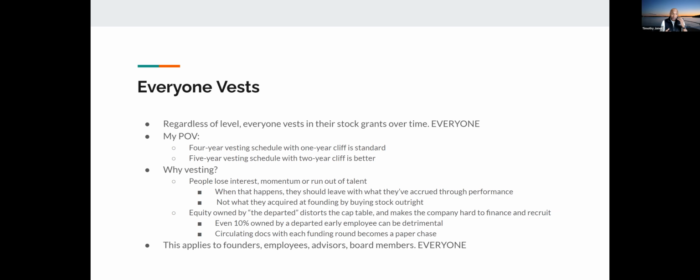So why vesting? Things happen. People start a company and life happens. People move, a spouse decides they want to do something different. There's a change in life circumstance. There's a reduction in momentum.